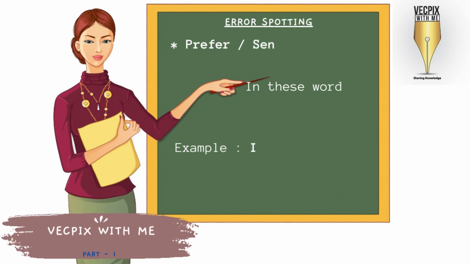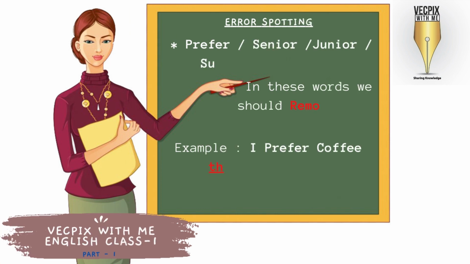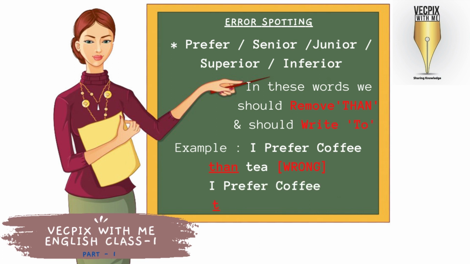Prefer, senior, junior, superior, inferior. In these words, we should remove "than" and should write "to". For example, "I prefer coffee than tea." Correct: "I prefer coffee to tea." We should remove "than" and should write "to".